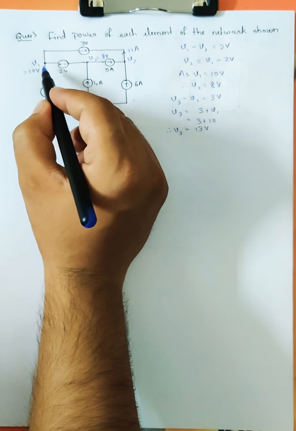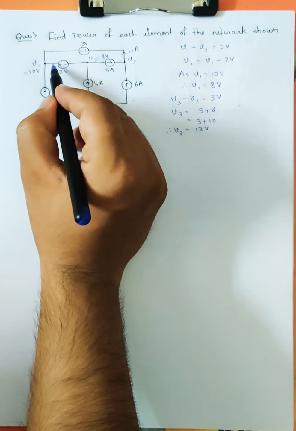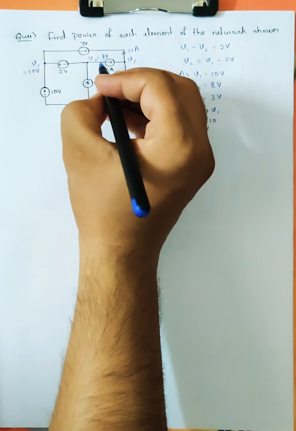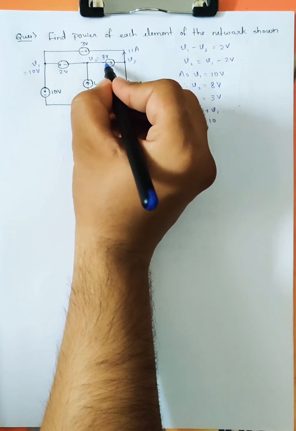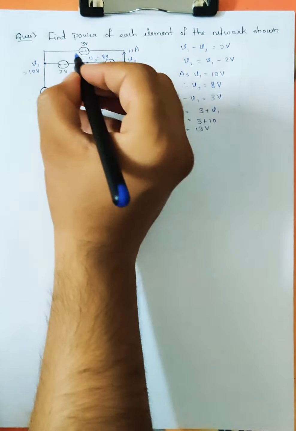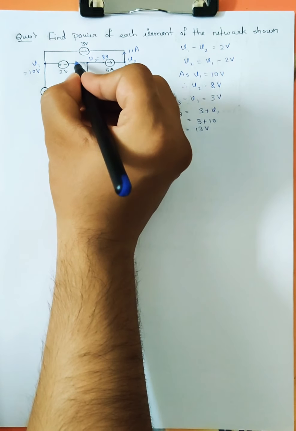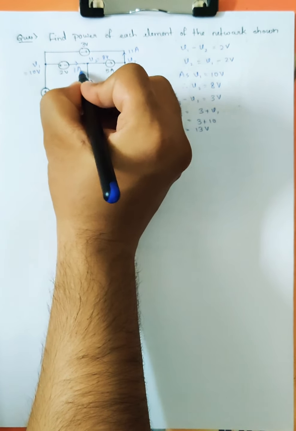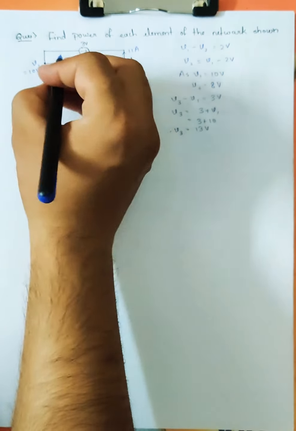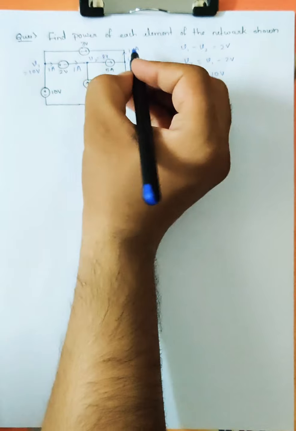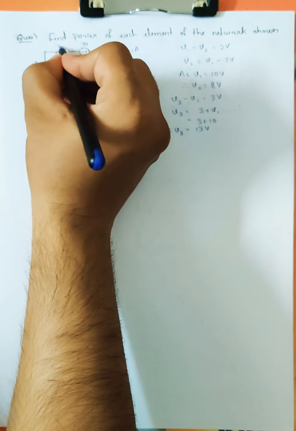Now we will take this branch. The current coming towards this node is 4 ampere and going out from this node is 5 ampere. So the remaining 1 ampere current will come from this branch and towards this node. Here also 1 ampere. Here is 11 ampere, so here also 11 ampere.